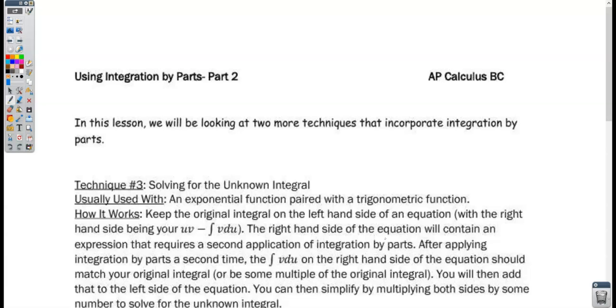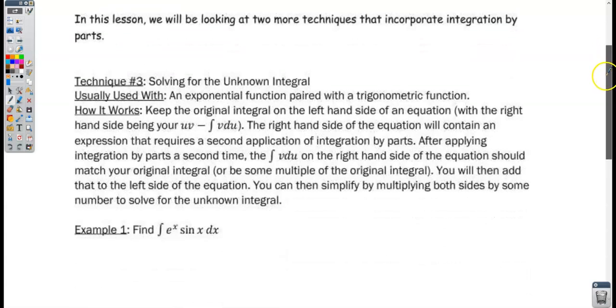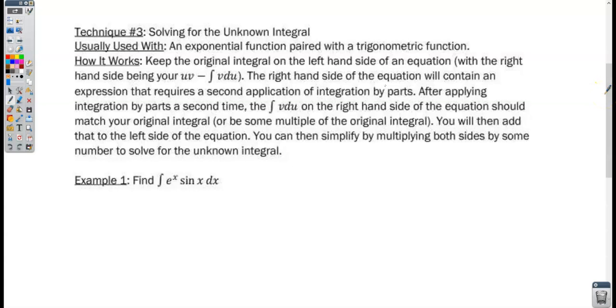Alright everybody, welcome back. In this video we are going to work through Technique 3. So we're into the Using Integration by Parts Part 2 lesson related to Section 6.11 of AP Calculus BC. In this we're going to continue with a third integration by parts technique, something known as solving for the unknown integral. This isn't something that comes up a whole awful lot, but it's nice to know how to handle it.